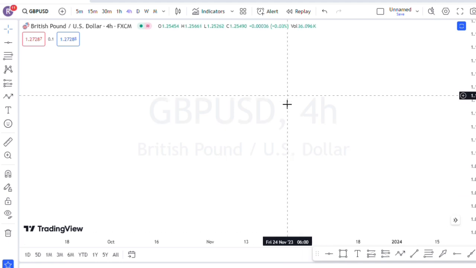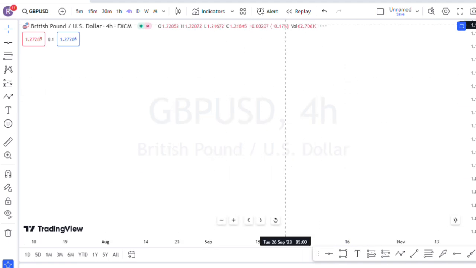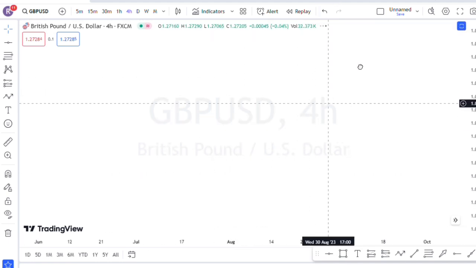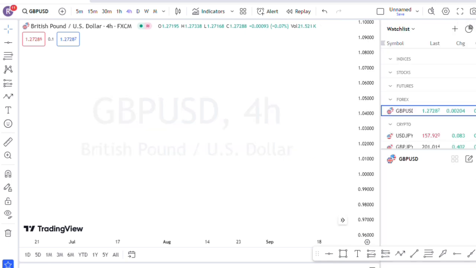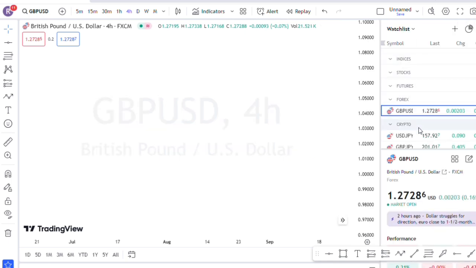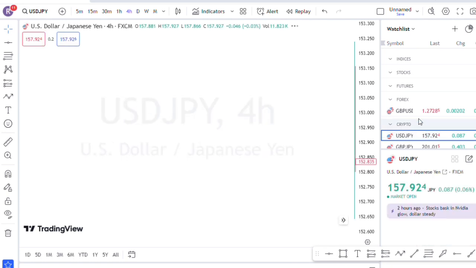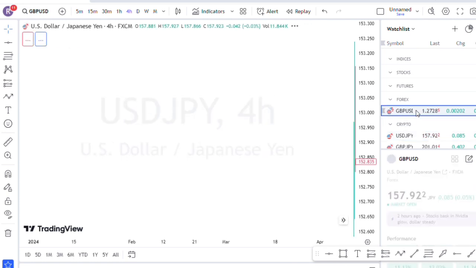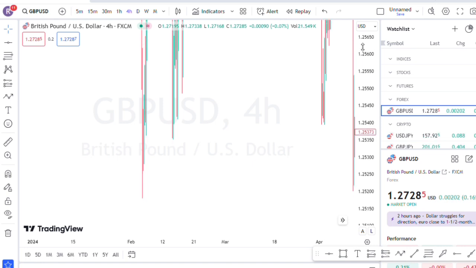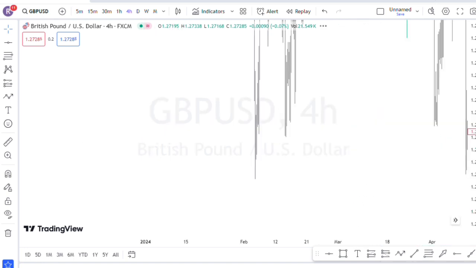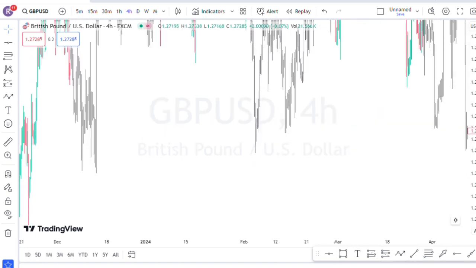So let's look at GBP USD. This is GBP JPY, USD JPY. So this is GBP USD. Let's look at the live market example.